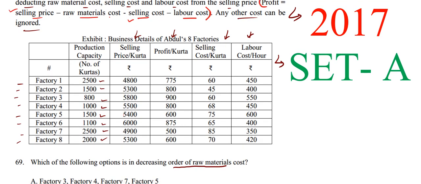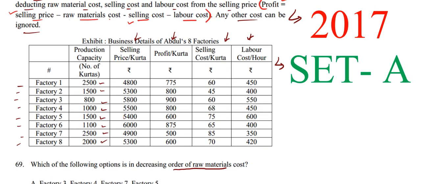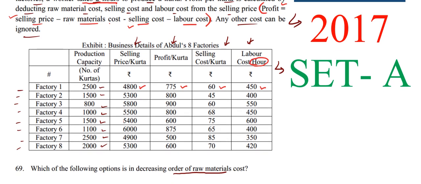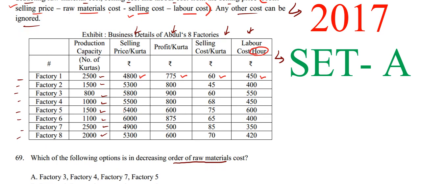So let us start with the very first factory, that is factory number 1. Factory 1 has selling price 4800. We have to subtract 775, we have to subtract 60, and we have to subtract 450 twice, because each worker works for 2 hours and here we have labor cost per hour. So we need to double this number and then subtract it from the selling price. In factory 1, when we subtract 4800 minus 775 minus 60 minus 450 and then minus 450, we get a value of 3065.